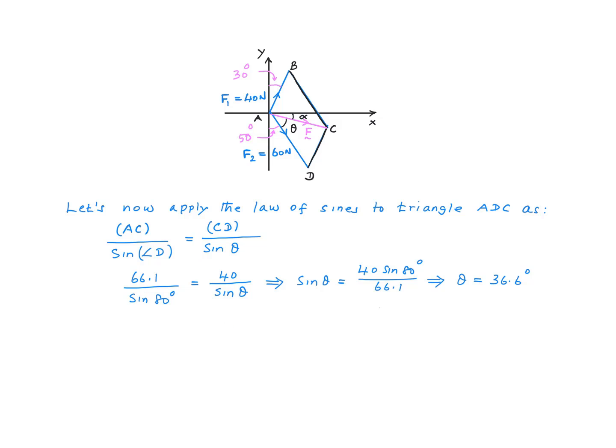So you rearrange this in order to find a value for theta. Theta works out to be 36.6 degrees. Remember the way we define the direction of a vector, right? We want to define the direction in terms of an angle measured from the positive x-axis. So alpha here is one of those angles. Alpha is an angle measured from the positive x-axis to the resultant vector F. We know that this angle plus this angle plus this angle is 90 degrees, right? And therefore alpha is 90 minus 50 minus 36.6, which is 3.4 degrees.